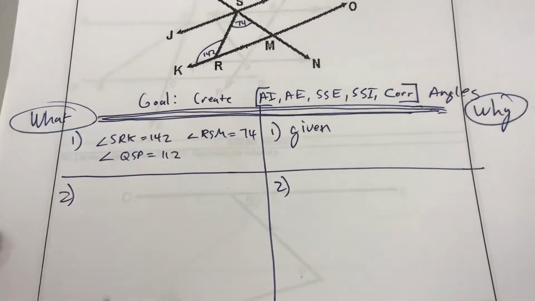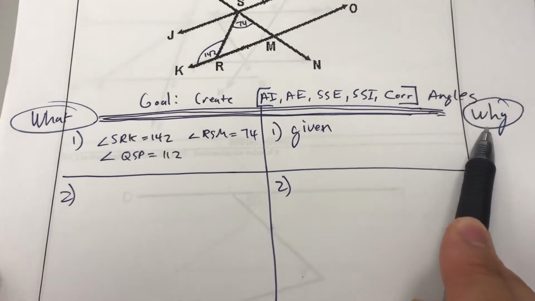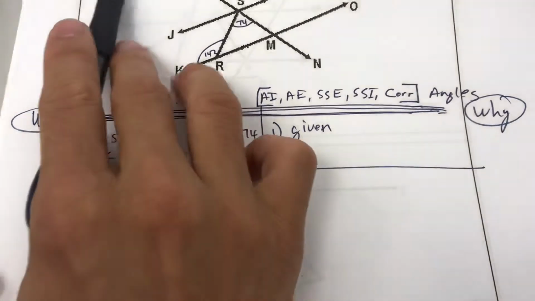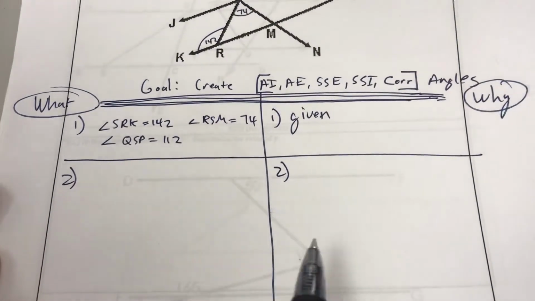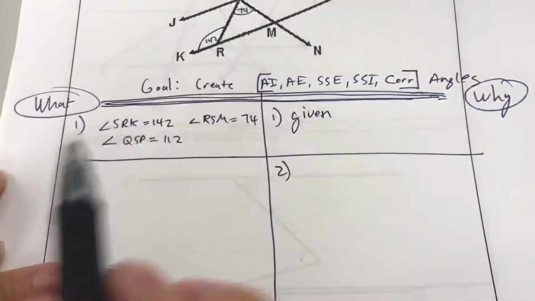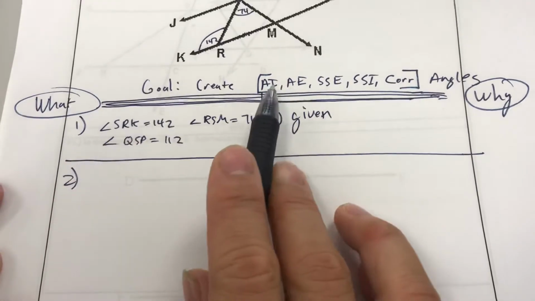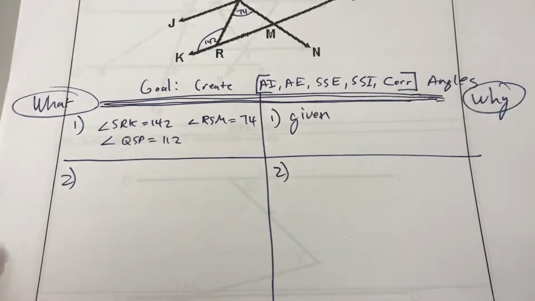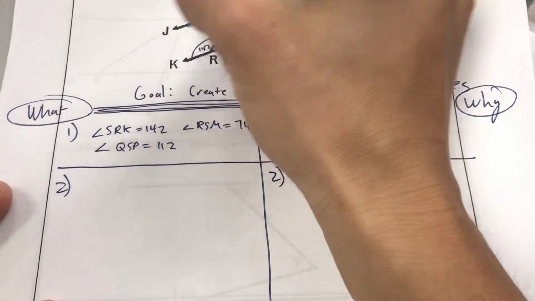And just look at this first thing. What is it that you know? You know all of this information. Why do you know it? Because it's given to us. It literally gave it to us, okay? Now from here, you have to ask yourself, from this, what else do you know? And I'll tell you, the easiest thing, and again, the goal is for me to create one of these special angles, okay?